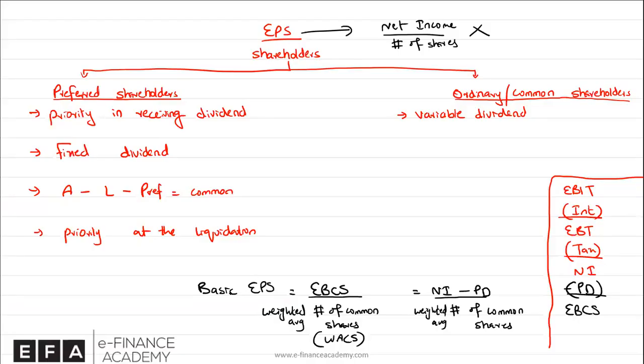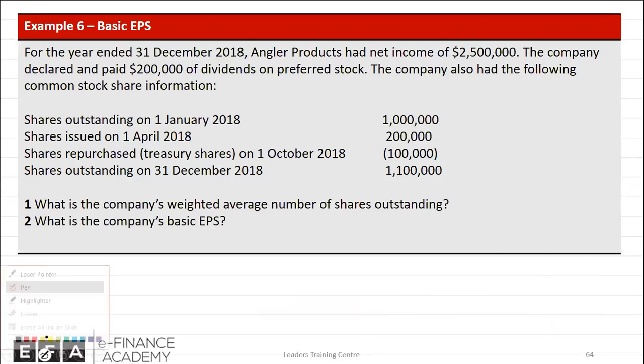All right, let's jump to the example now. So here's the example that we actually have. For the year ended 31st December 2018, Angler Products had net income of 2.5 million. The company declared and paid 200,000 of dividends on preferred stock. The company also had the following common stock share information. The shares outstanding on 1st January 2018 were 1 million. Shares issued on 1st of April 2018 were 200,000, and the shares repurchased on 1st of October 2018 were 100,000.